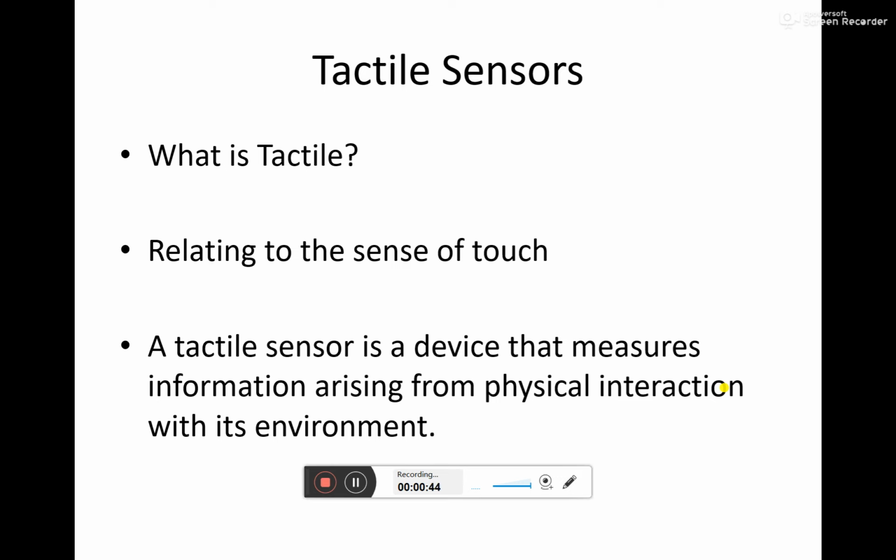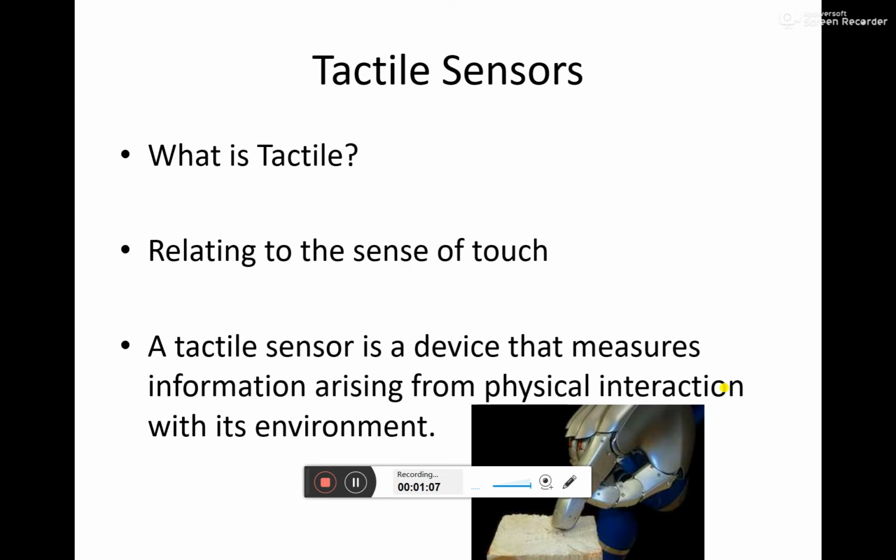During the operation, whenever you are taking this sensor towards the object, these tactile sensors will measure the information arising from the physical interaction with the environment. You can see that in this particular diagram. This robotic hand, this particular finger, will have the tactile sensors.